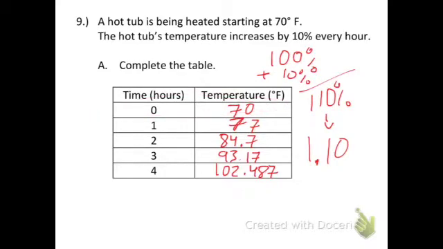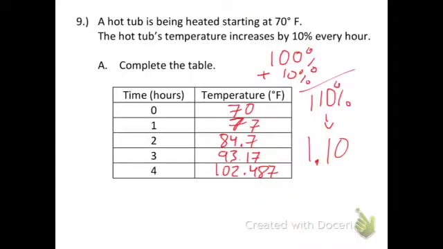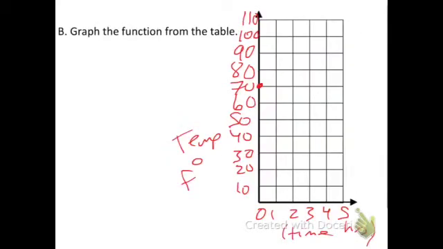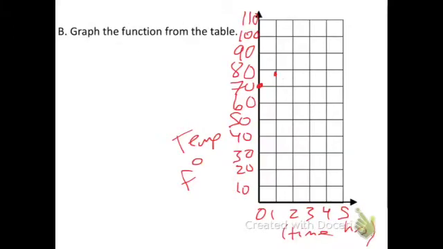And I basically need to plot these points. These are each points. This is the point (0, 70). So I go to (0, 70). That's my start value. Next one is (1, 77). So I go to (1, 77). Looks like it right there. Probably down a little bit. If I can get my iPad to work. Yeah. And then we got (2, 84.7). So (2, 84.7). That's like halfway up.